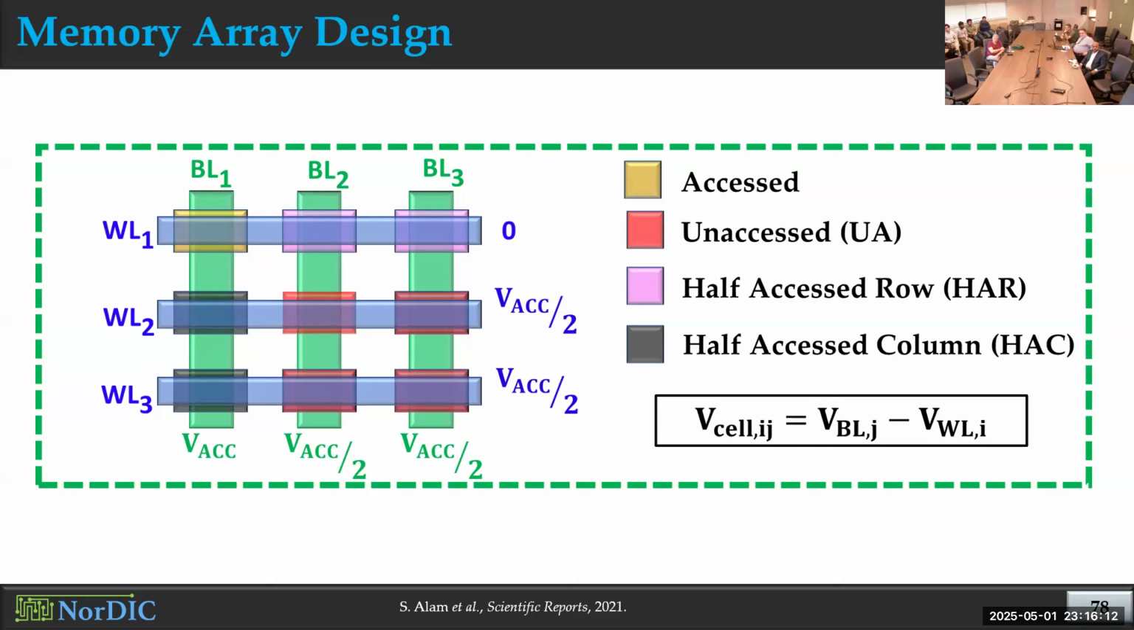And the way it works, when we apply these voltages to the bit line and word line, the access cell, which is shown by this yellow color here, will get the complete access voltage. But the cells that are in the same row or in the same column will get half of that voltage. That's why they're called half access cells, the pink one and the black ones. And the cells that are not in the same row and the same column, the red ones, will get 0 voltage across them, and they are known as the unaccessed cells. Now we'll have to make sure that when this half access cell gets half of that voltage, that cannot switch the state of those cells. We'll have to make sure of that.